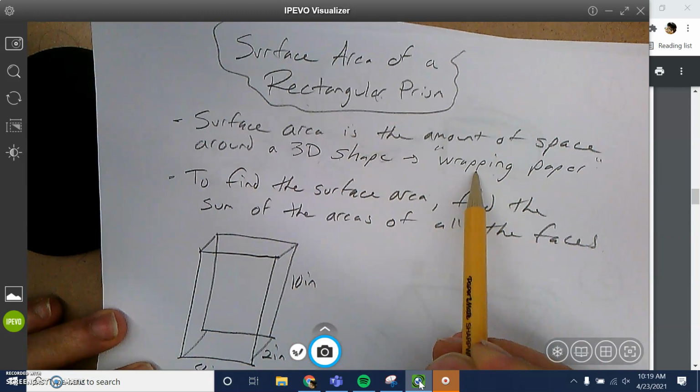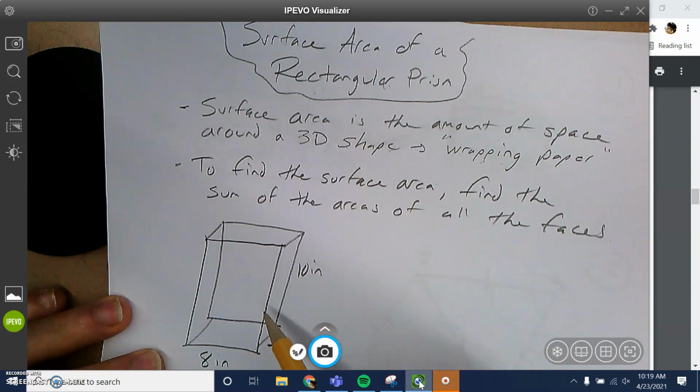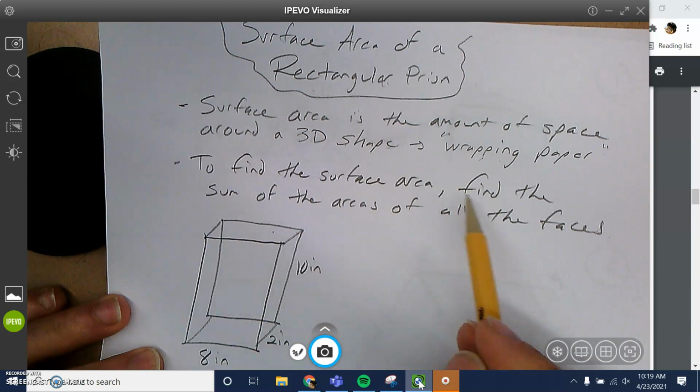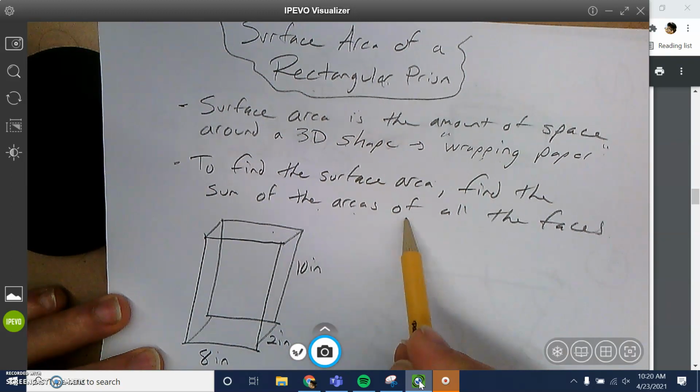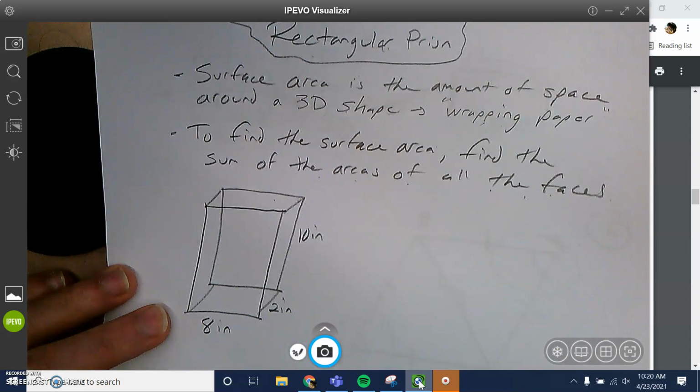I think about wrapping paper. When you wrap a present, that is the surface area. How much wrapping paper you need to wrap a present, that means surface area. Volume is the inside, surface area is the outside. So to find the surface area, find the sum of the areas of all the faces. So there are six faces. And here's what we're going to do.